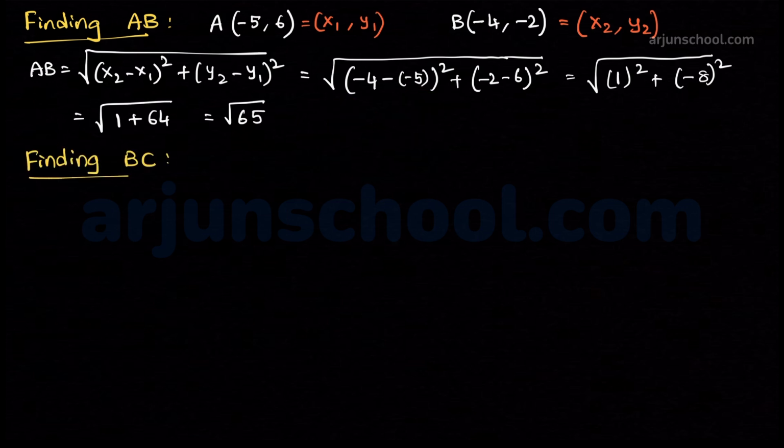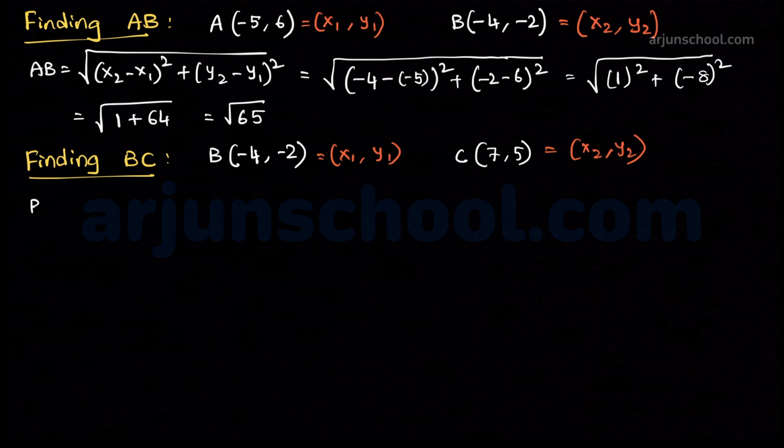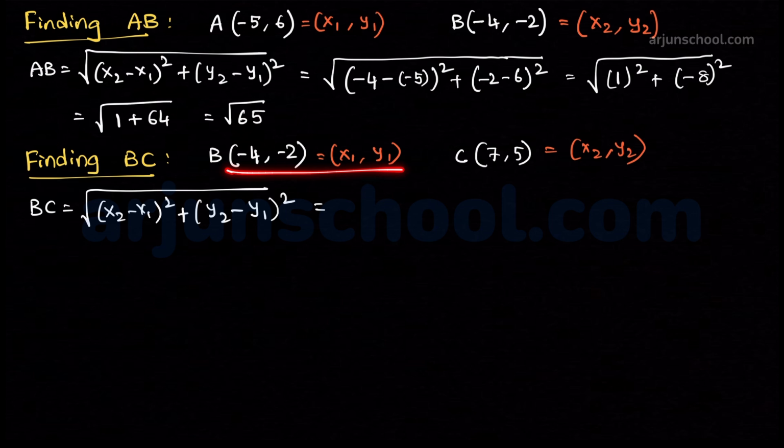Now let us find the length of the side BC. Let us consider vertex B as point (x1, y1) and vertex C as point (x2, y2). The formula for the distance between the 2 points is root over (x2 minus x1) whole square plus (y2 minus y1) whole square. Substitute point B and point C in the distance formula.